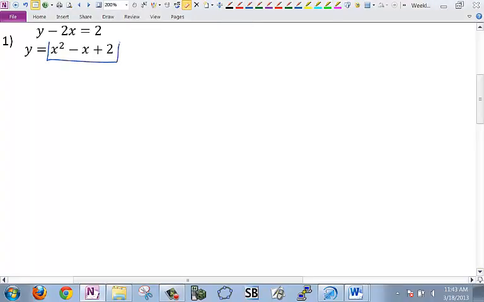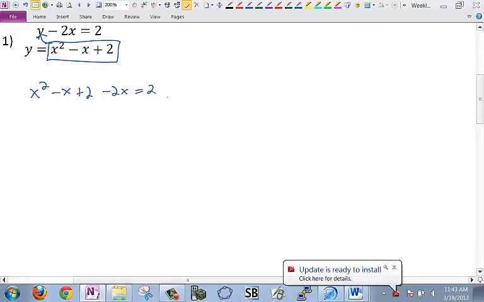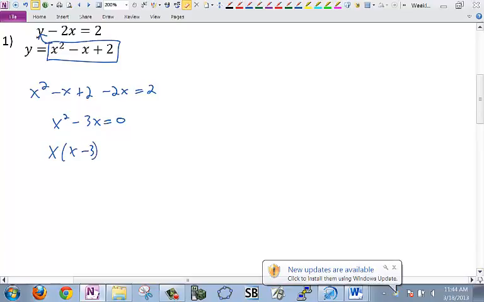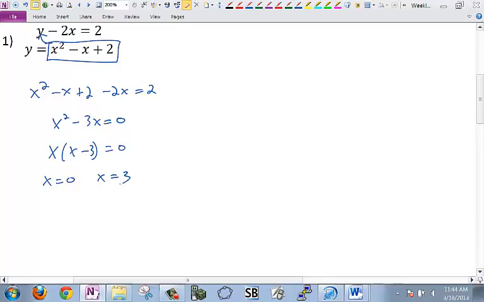We can substitute. We can throw this in for y here. So x squared minus x plus 2 minus 2x equals 2. If you get that equal to 0 and combine like terms, you get x squared minus 3x equals 0, where a lot of people got to that, but then did not successfully solve it, which should not happen. We factor an x out. That leaves you with an x minus 3. So you either have x equals 0 or x equals 3. So there are two solutions, as there should be when a parabola and a line intersect.